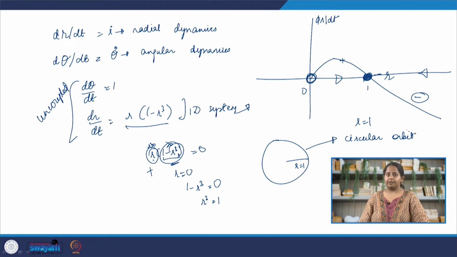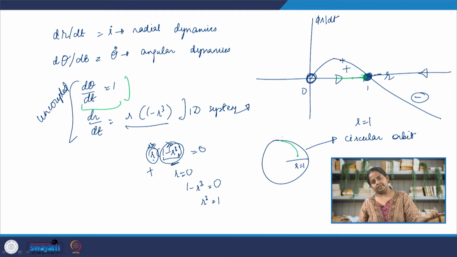Okay, now what happens when r is less than 1? When r is less than 1, r increases, see? dr by dt is positive. So let's say I'm starting from somewhere here, and I'm going to use a different color for this. So let's say I'm starting here and r is less than 1. d theta by dt is equal to 1. So as time changes, following this angular dynamics, r is going to eventually increase, till it approaches the orbit. So the flow line is going to look something like this.